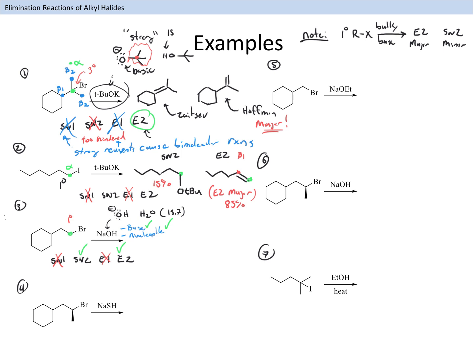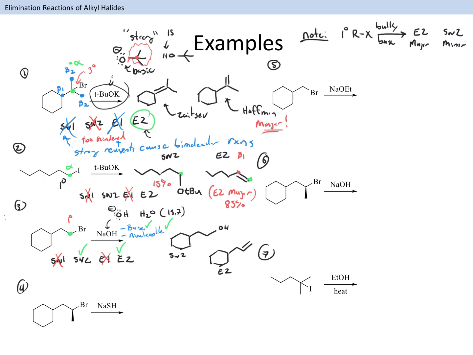To draw the substitution product, we replace the bromide leaving group with the hydroxide on the alpha carbon. To draw the elimination product, we remove the leaving group and draw a pi bond between the alpha and beta carbon atoms. Let's discuss which of these two products will be favored in the reaction.